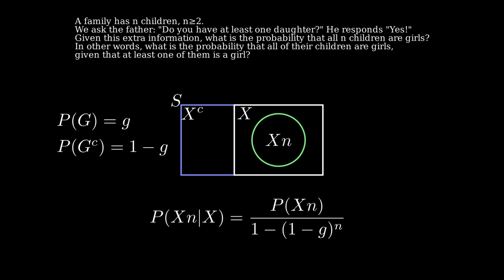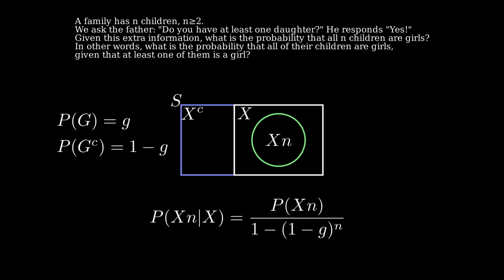Now, let's find the probability of Xn. Xn only has outcomes where all n children are girls. Note that Xn has only one outcome, the one where each child is a girl. Hence, the probability of Xn is the probability of that outcome.